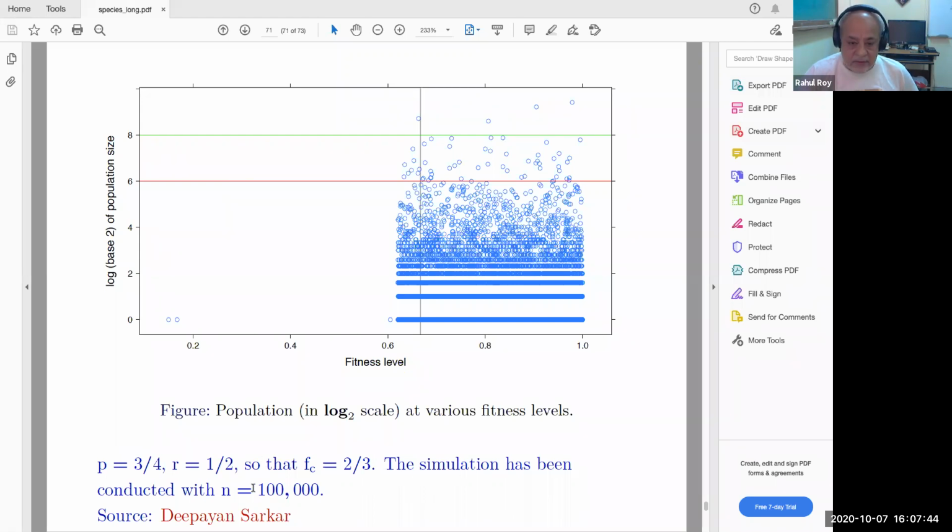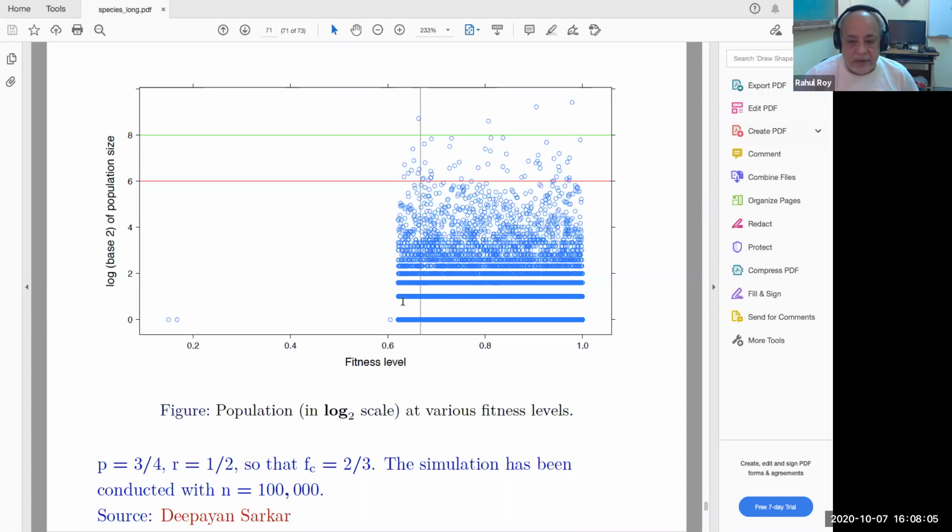And this simulation has been conducted with N equal to 100,000. And you can see the power law behavior, if you will. There are a few points which are really above. The y-axis is log base 2 of the population size, and this is the FC. So we know it's null recurrent.